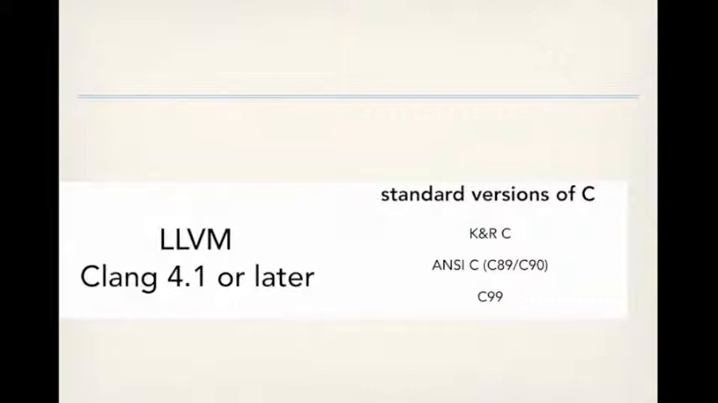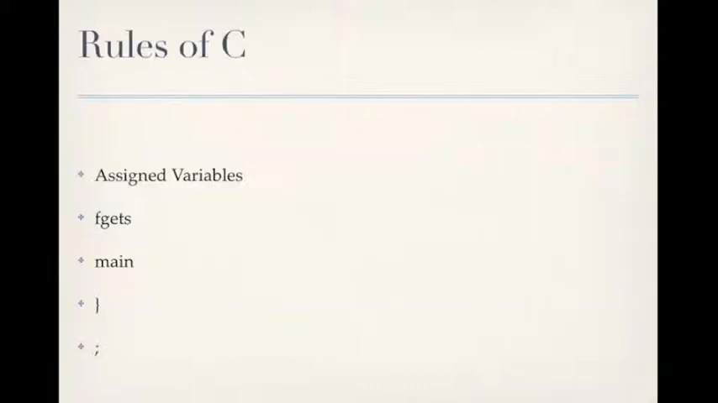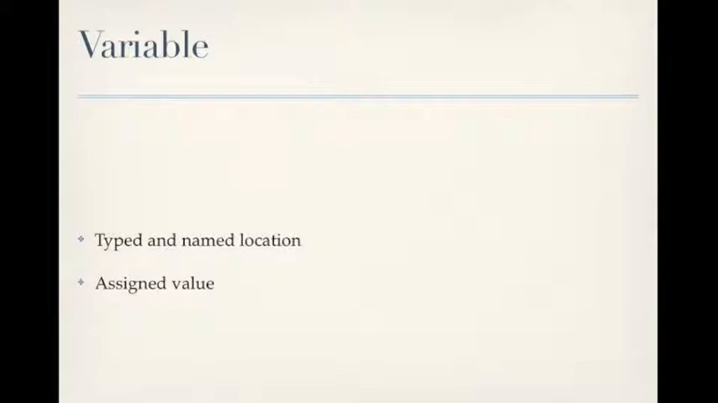Over the years, there have been a couple different standard versions of C, such as K&R C, which was the early 1980s, and ANSI C, which is C89 and C90. Those came out in 1989 and 1990. C99 is the most recent, and it came out in 1999. It's been the basis for all C languages since then, because there's no reason to update it.